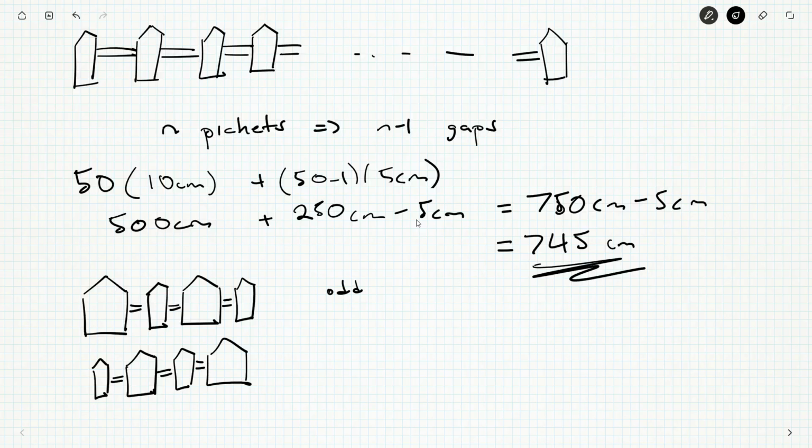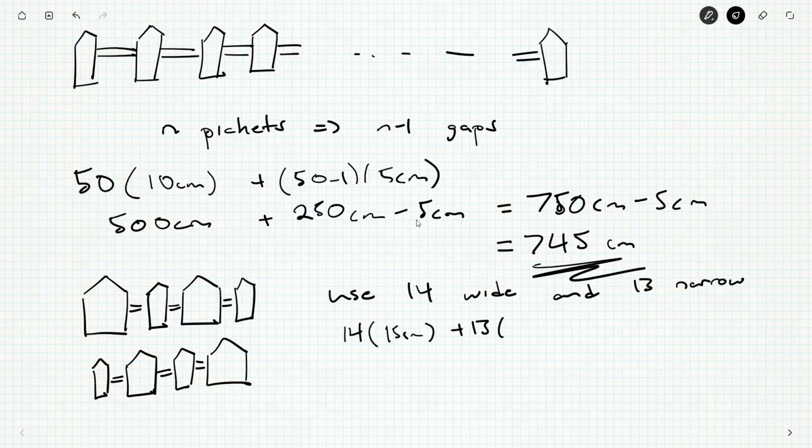we will get an unequal number with both cases. So we'll use 14 wide pickets and 13 narrow pickets for a total of 27. Okay. So now we've got 14 wide at 15 centimeters apiece, 13 narrow, 10 centimeters apiece, and still 27 minus 1 gaps with 5 centimeters apiece.